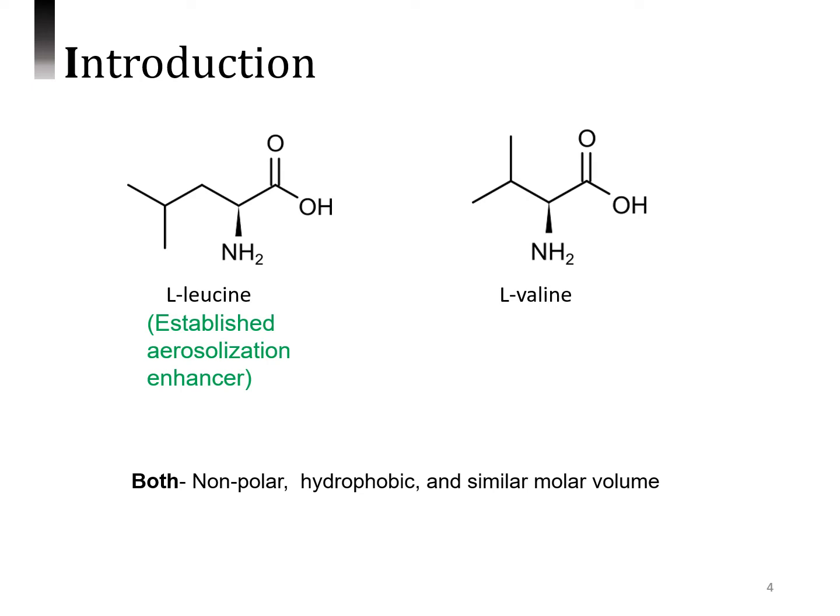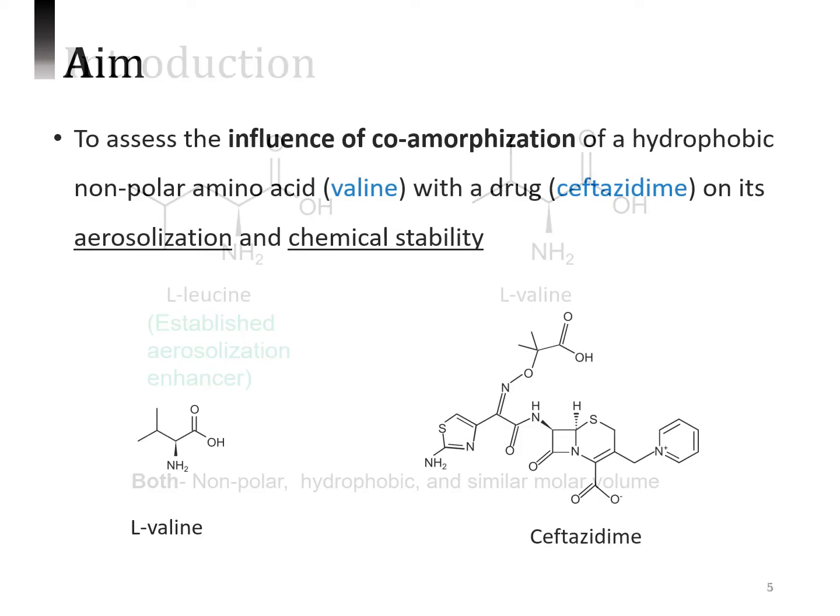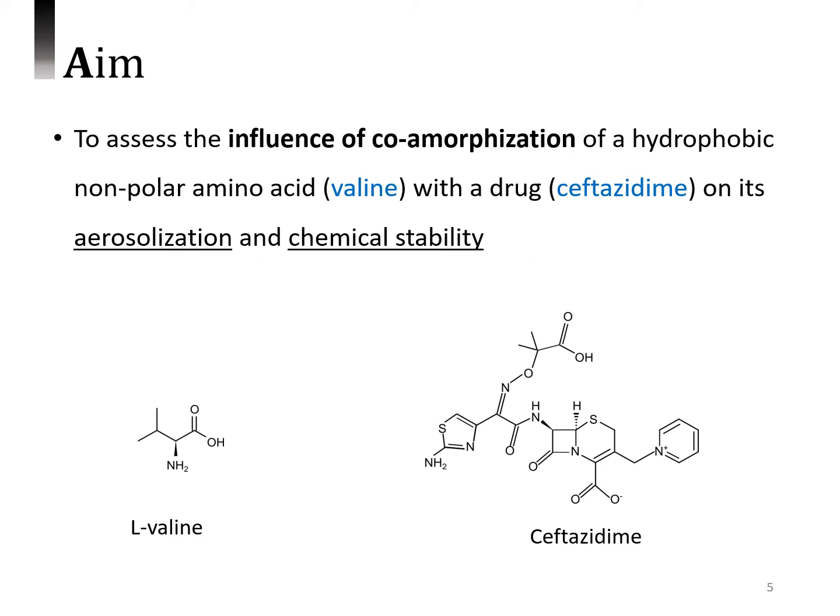Another amino acid which has similar features in terms of polarity, hydrophobicity, and molar volume is valine. However, this molecule has not been much explored. So the aim of the work was to assess the influence of co-amorphization of valine with a drug on its aerosolization and chemical stability. So ceftazidime was used as a model drug. Ceftazidime is a cephalosporin class antibiotic which is potent against Pseudomonas aeruginosa, a common pathogen causing lung infections.